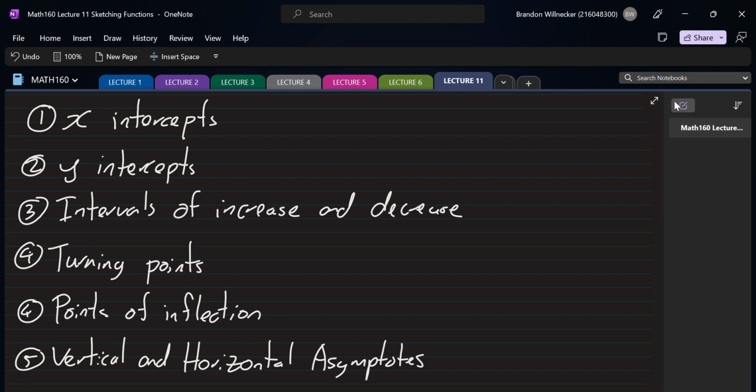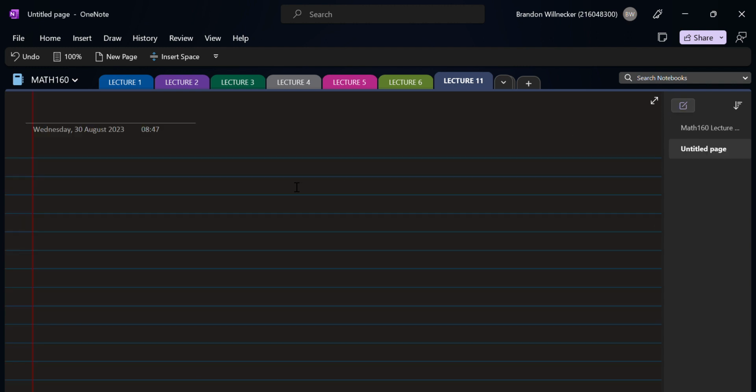Okay, so let's look at an example. That's the best way to practice these, is to do examples. Just looking at the notes is not going to help you with sketching. It's a very practical thing. So you have to do these examples, practice your sketching, and then you'll get better with it.